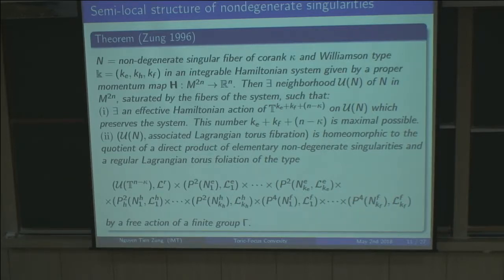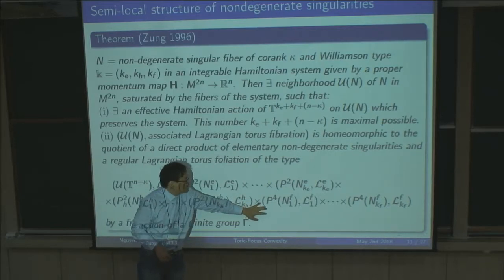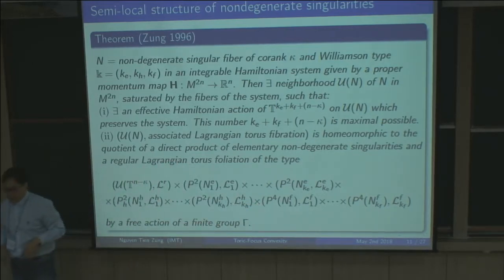There is this theorem about decomposition, but this theorem is about the semi-local structure of singular fibers, when the singularity is non-degenerate. So basically, it says that it can be decomposed as a direct product of elliptic components and regular component and hyperbolic component and focus component, and then divided by some group action. And this is only a topological decomposition, but it gives consequences on the local structure of the fibers. It gives a topological description of the fibers.